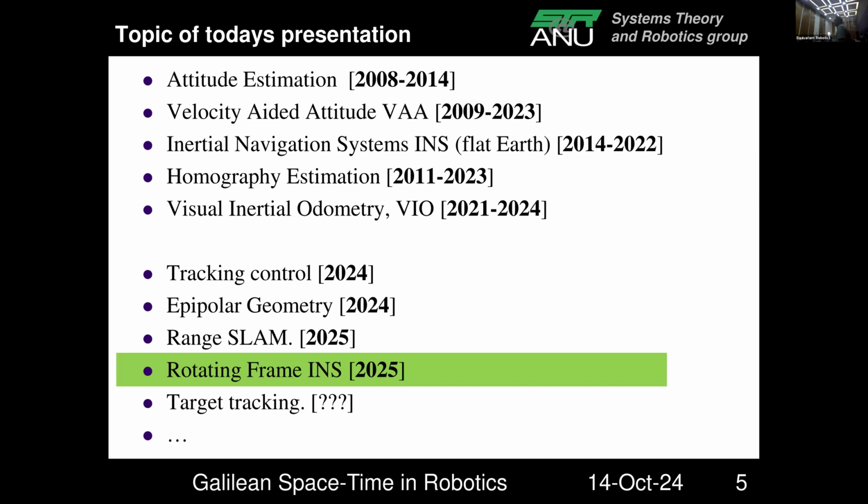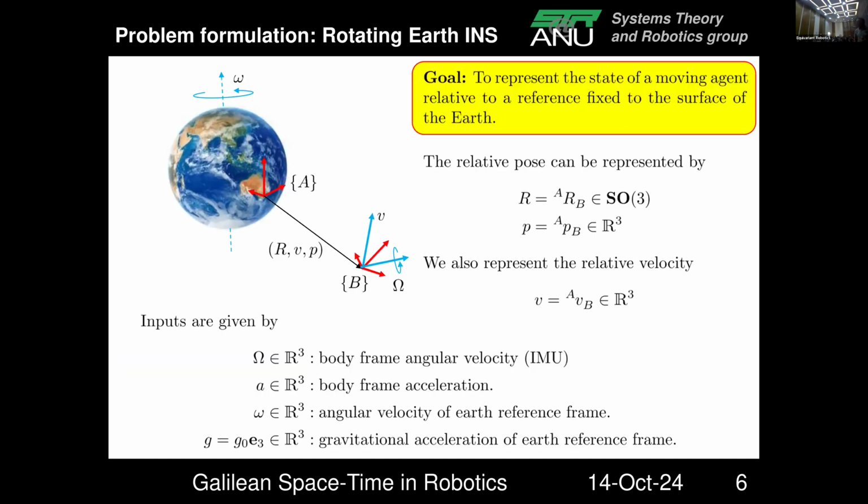All right, so that's enough of the history of where we are. What I want to talk about today is this rotating frame INS. And in particular, this question of, can we build an estimator using these symmetry ideas to solve the following problem? So I have a frame attached to the surface of the Earth. It's moving around with the Earth. I have an active agent with a frame B in space, and I want to estimate the rotation, the position, and the velocity of that frame with respect to my rotating frame.